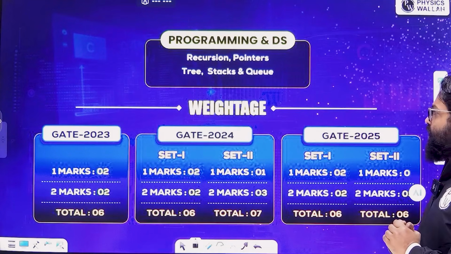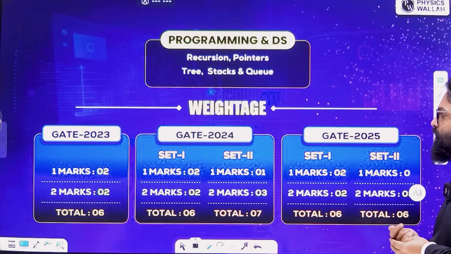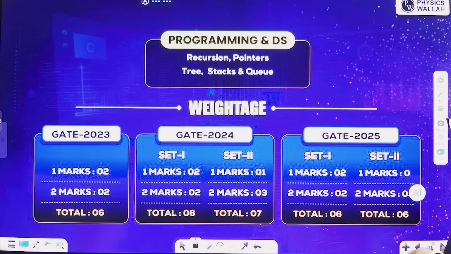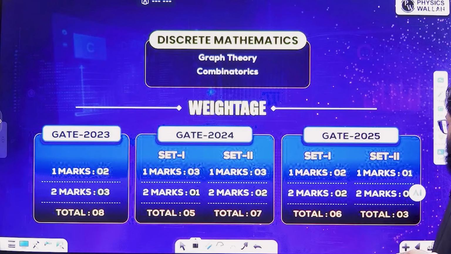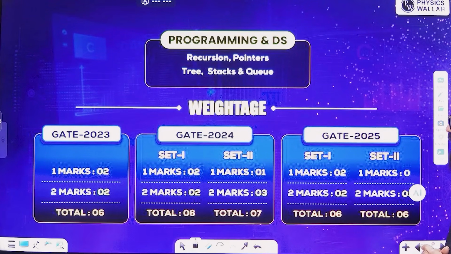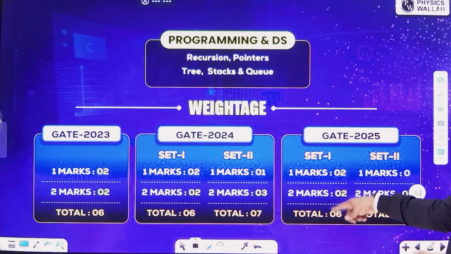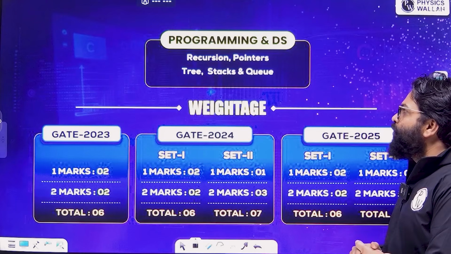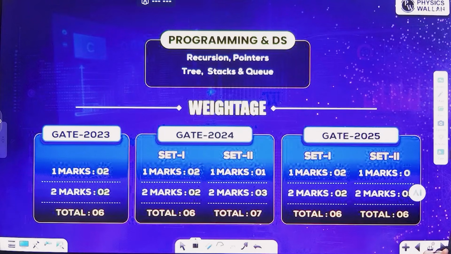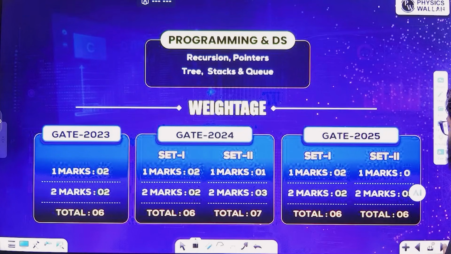Programming, yes, if I talk about programming and data structures, then you will have quite a high weightage as compared to the other subjects. Here, as you can see, 23 it was 6 marks, 24 set 1 6 marks, set 2 7 marks, 25 set 1 6 marks, set 2 6 marks. The important topics from programming and data structures will be recursion, pointers, trees, stacks and queues. These all are the important topics that you can expect a question from in programming and data structures.